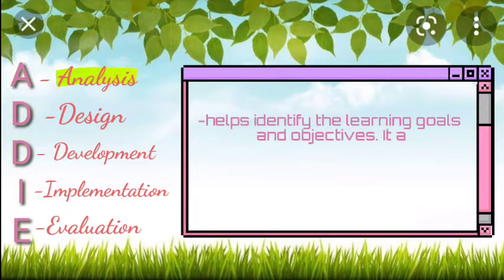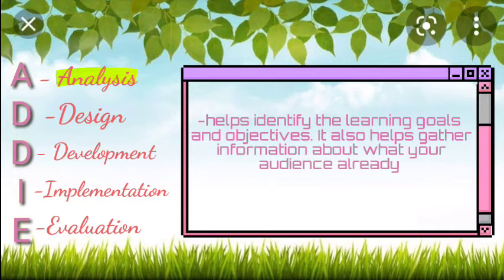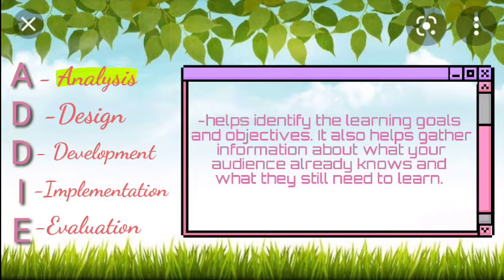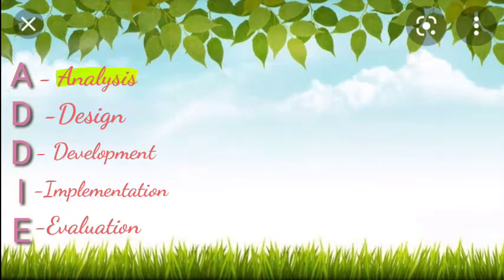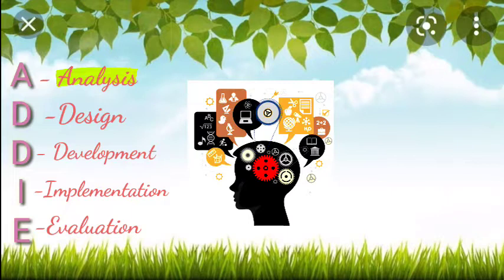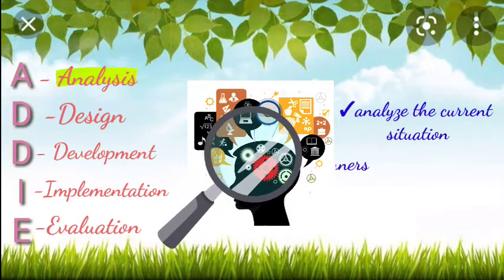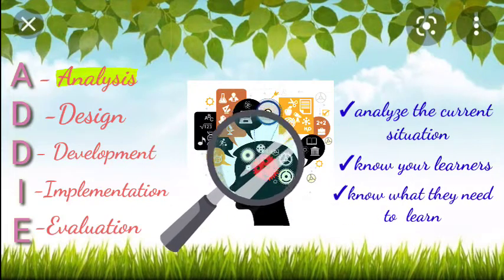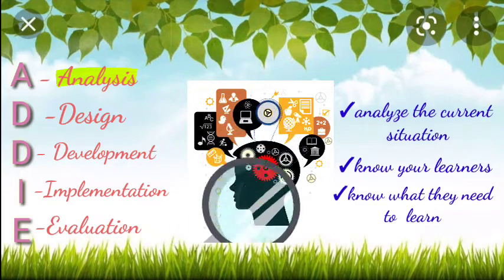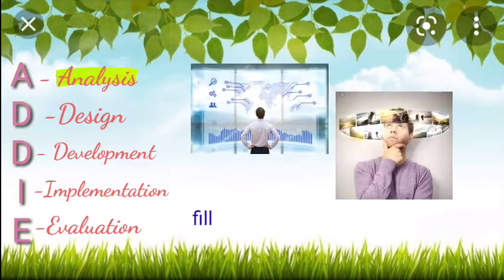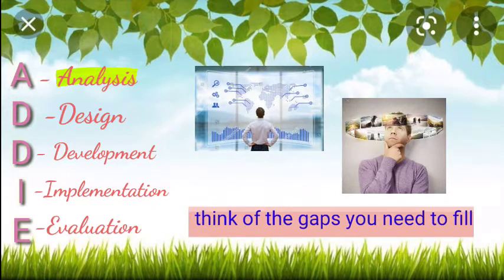Analysis helps identify learning goals and objectives. It also helps gather information about what your audience already knows and what they still need to learn. So before you start developing your e-learning course, the ADDIE model states you should first analyze the current situation. Basically, get a clear picture of where everything is currently to understand the gaps you need to fill.